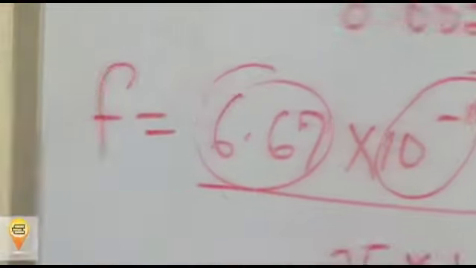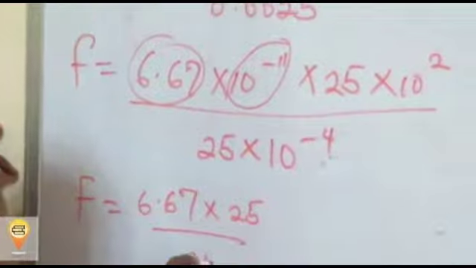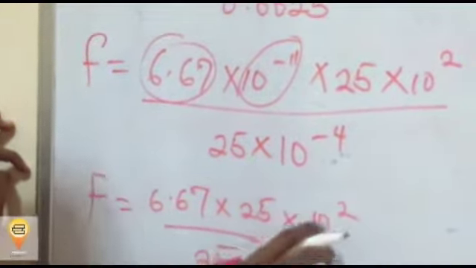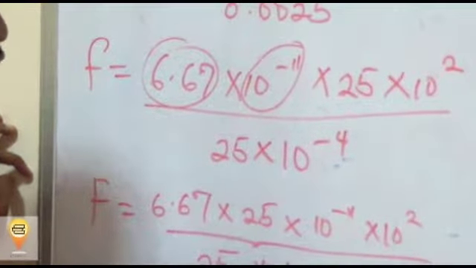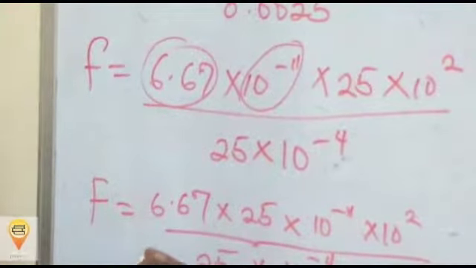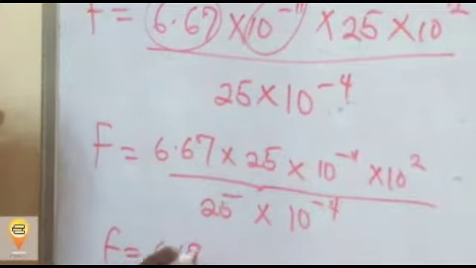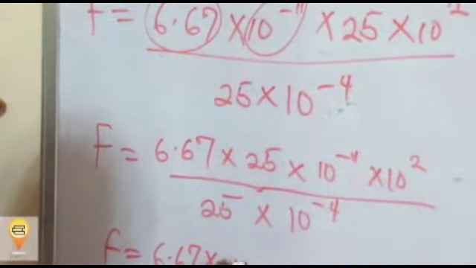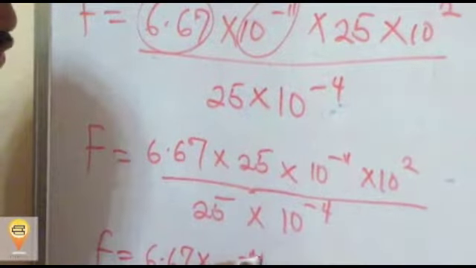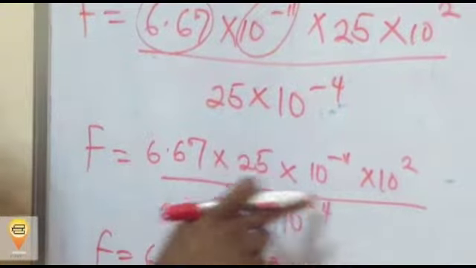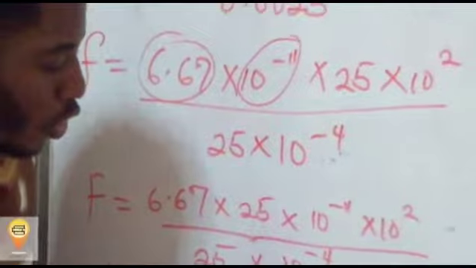Now let's go further. We can rewrite this to be 6.67 times 25 all over 25 times 10 raised to the power 2, then 10 raised to the power minus 11 times 10 raised to the power 2, all over this multiplied by 10 raised to the power minus 4. Now, when we divide, 25 takes out 25. So we are left with F is equal to 6.67 times 10 raised to the power minus 11 times 10 raised to the power 2. In indices, multiplication turns to addition, which is plus 2. Now we have division here. In indices, division turns to minus. This one carries minus also, that's bracket open minus 4.